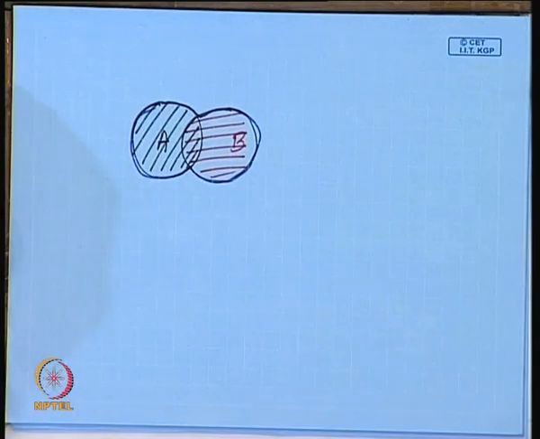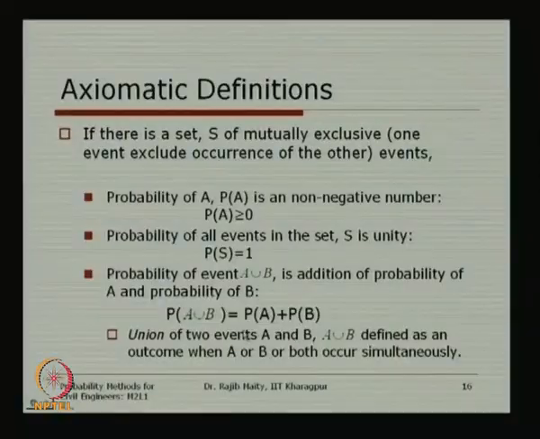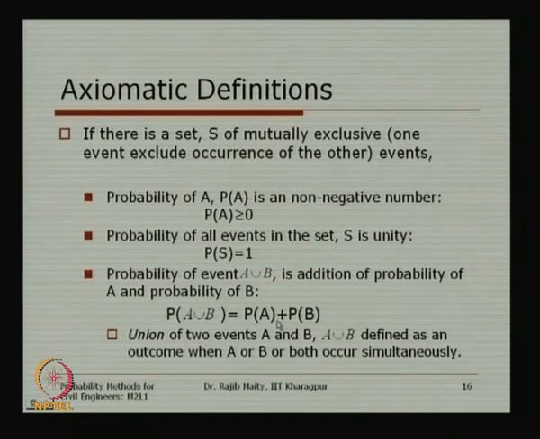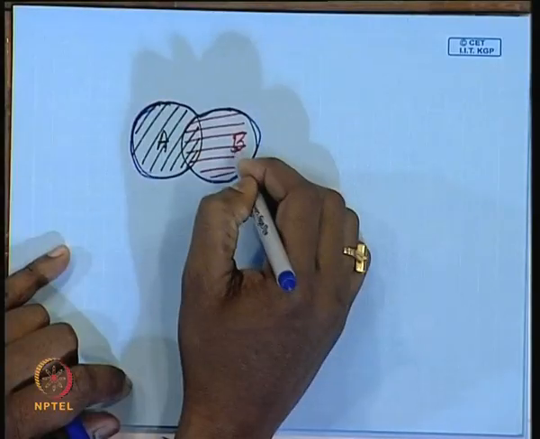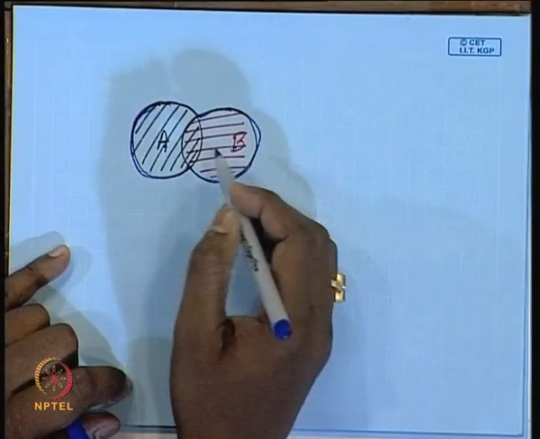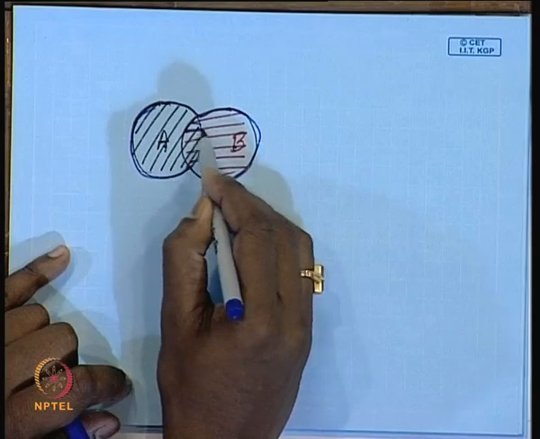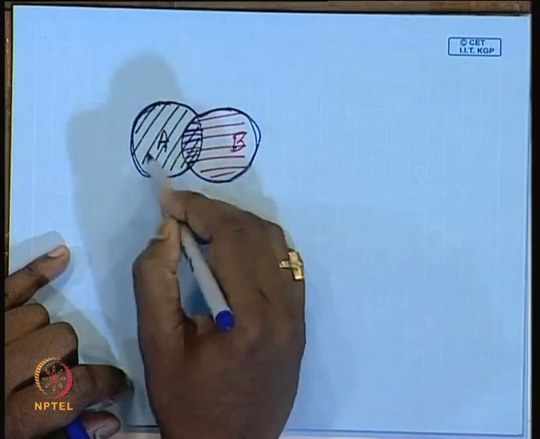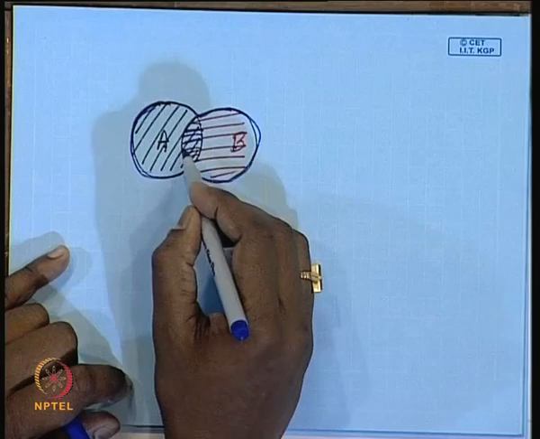So these are two different events, and if they are united, the probability of this total event is nothing but probability of A plus probability of B. But there is a condition here that these two events are mutually exclusive. Why? Because if this area is probability A and this area is probability B, and I simply add them, then the area which is common to A and B will be added twice.